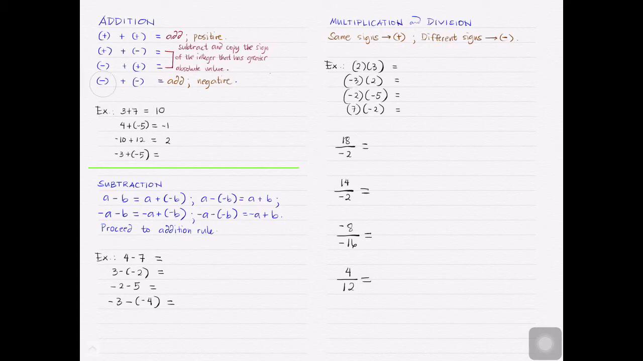Now if we are to add two integers which are both negative, we simply have to add them and have the negative as its sign. So applying that to negative 3 plus negative 5, the answer would be a negative 8.